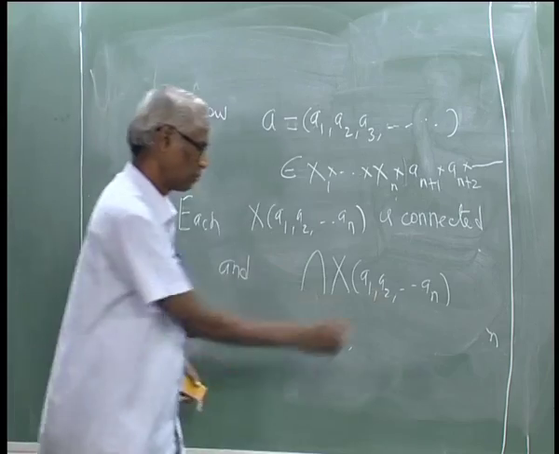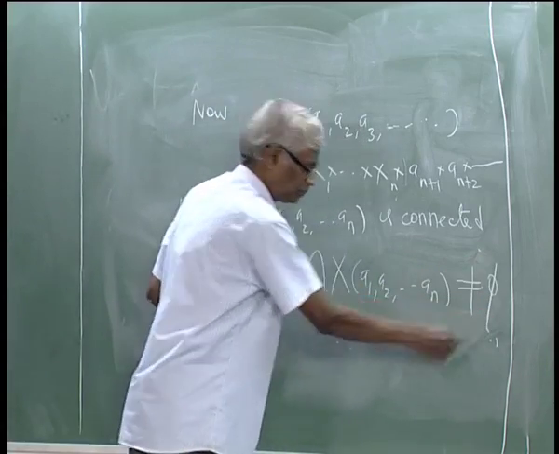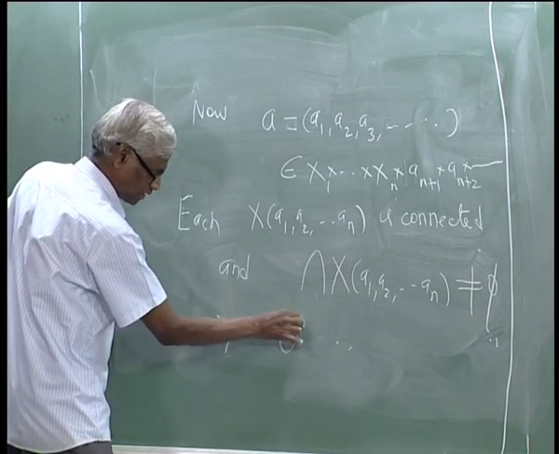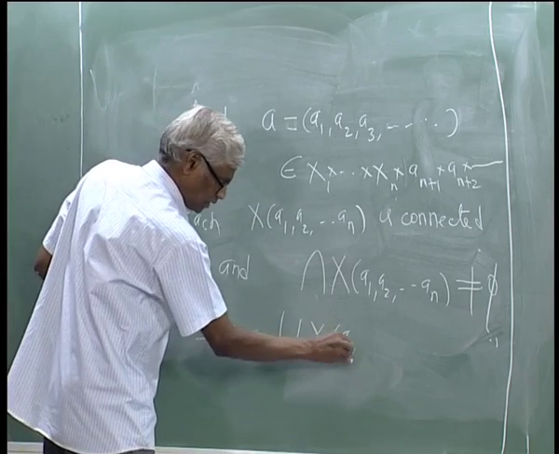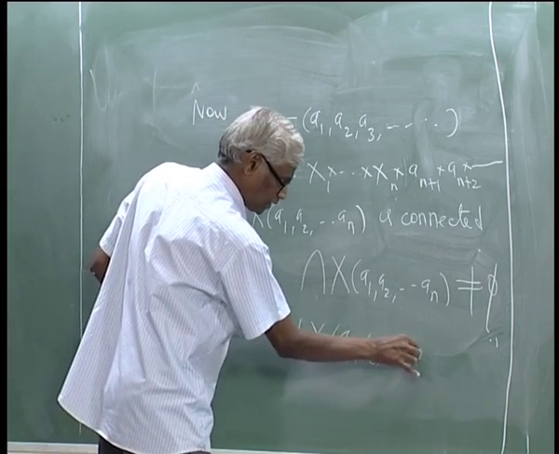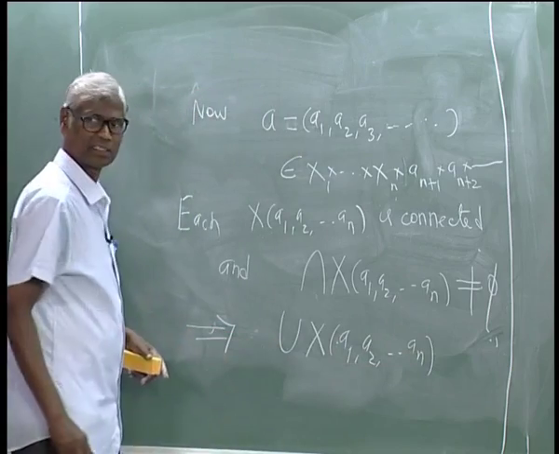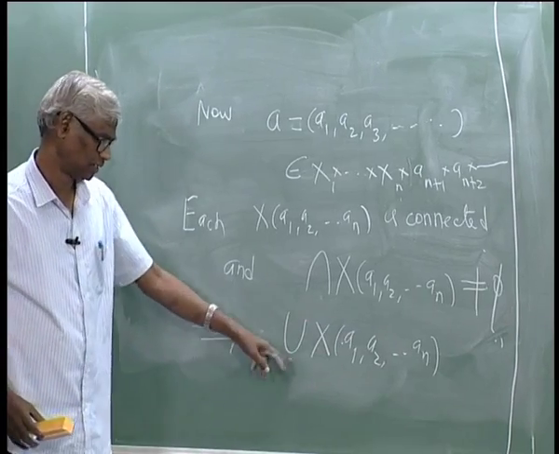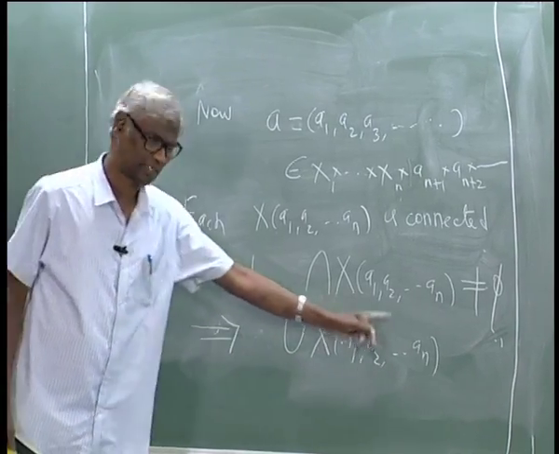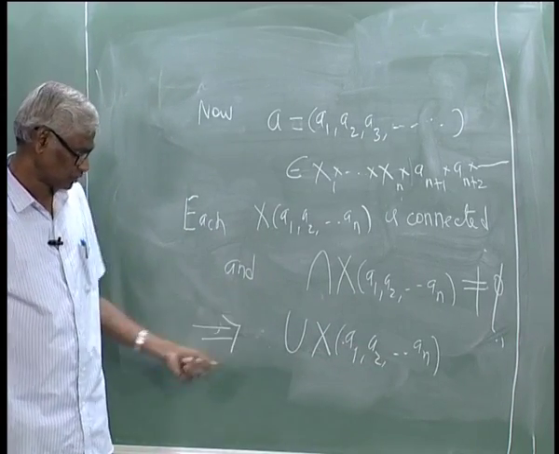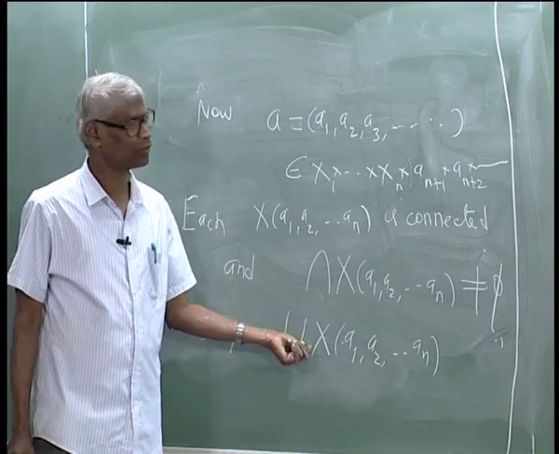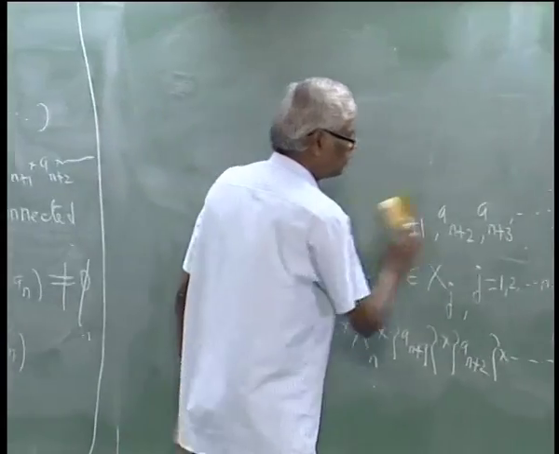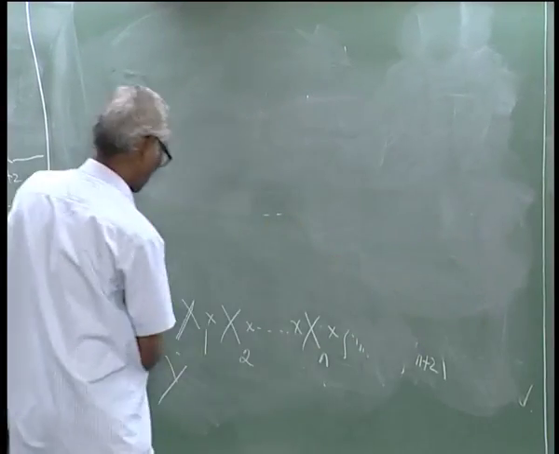So, this is non-empty, and this will imply the union of X(A1, A2, ..., An) is a connected subset, as A1, A2, ..., An vary, or we can say as n varies. So, this is connected. But the question is whether this union equals our Cartesian product or not. We have proved that this union is connected.